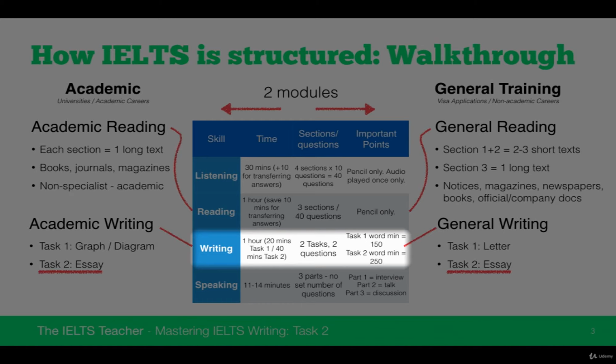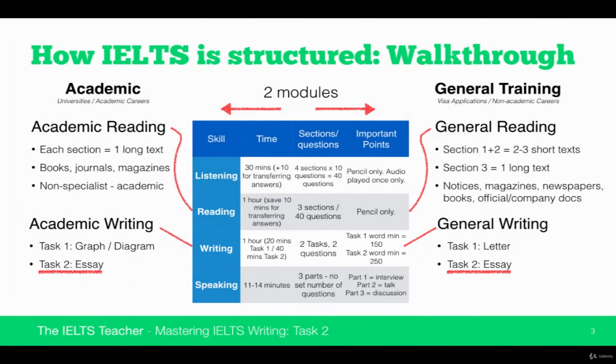Some important points. For task 1, the minimum word count is 150 words. There is no maximum, but as we will speak about, it's good to try and keep it as close to the minimum as possible. So 150 words in task 1 and 250 words minimum in task 2.